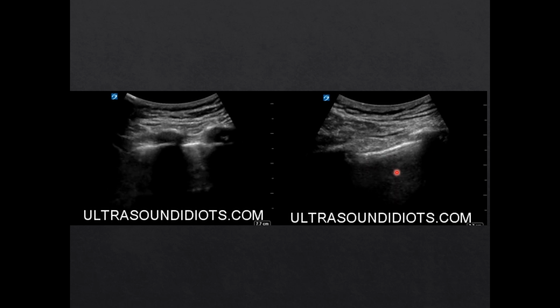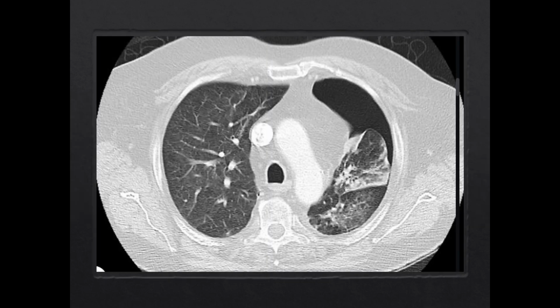So we have to look for something else in our ultrasound in order to be able to get a better positive predictive value. And I'll show you what that is. It actually gets us up to 100% positive predictive value. To understand what it is that I'm going to tell you about, we really have to go back to the CT so that we can get a 3D idea of what's going on.